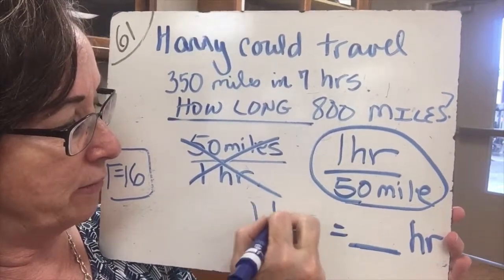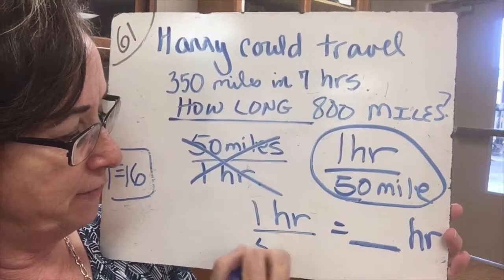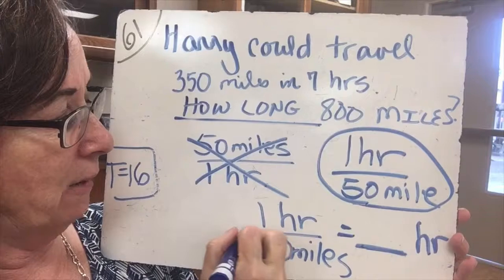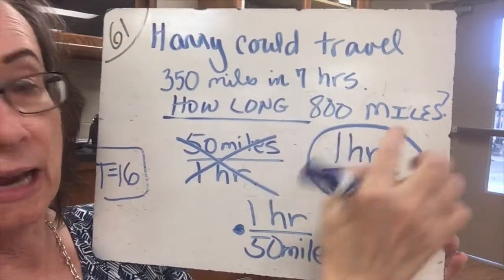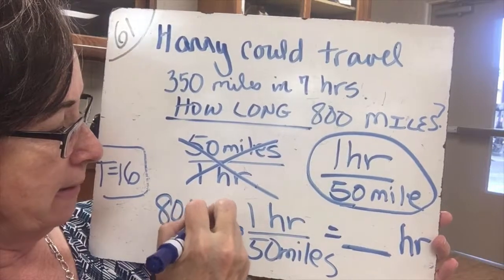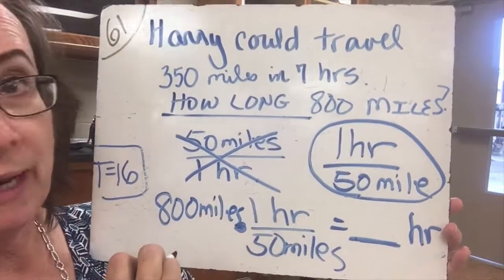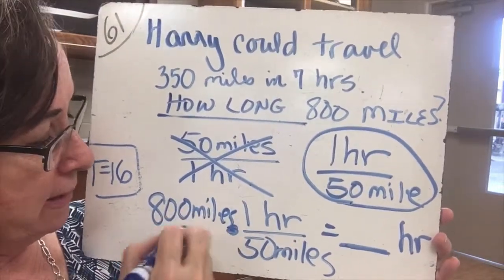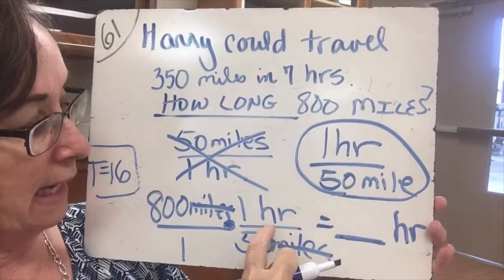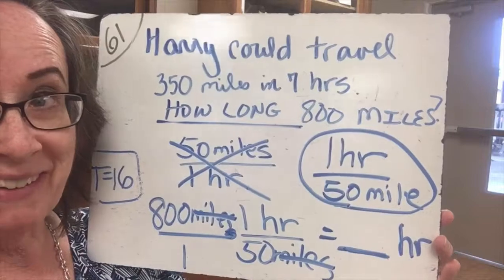So 1 hour, 50 miles. And then we're just going to multiply by the distance we want to go, which is 800 miles. And look what happens. My miles on the top cancels my miles on the bottom and leaves me with hours, which is what I want.